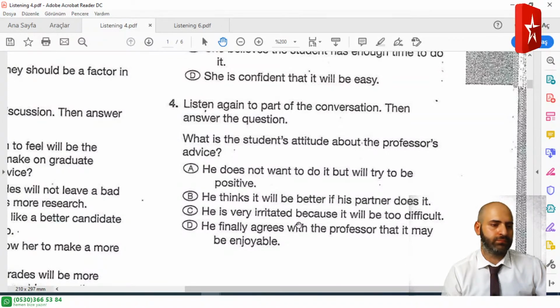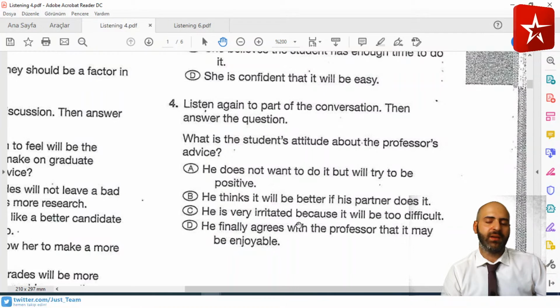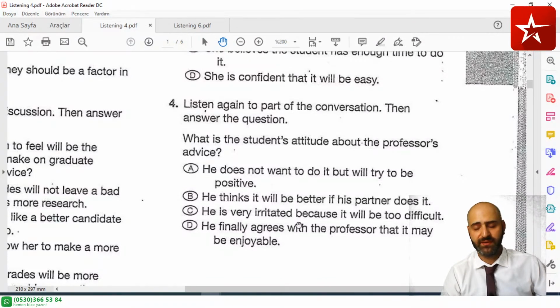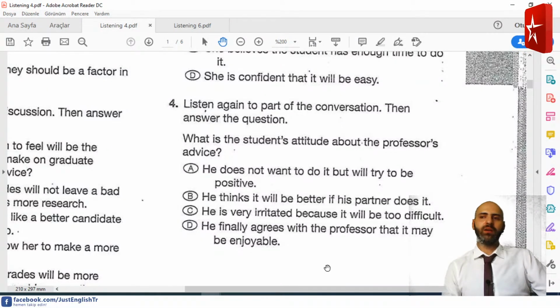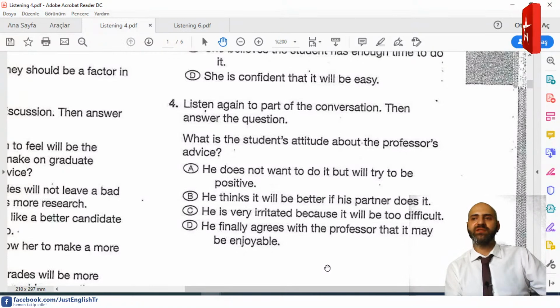What is the student's attitude about the professor's advice? This one is an easier question, I think, and probably everyone will find the correct answer. A says he doesn't want to do it, but he will try to be positive. B, he thinks it will be better if his partner does it. C, he is very irritated because it will be too difficult. Or D, he finally agrees with the professor that it may be enjoyable. A, B, C, or D? Which one do you think we should say here, guys?